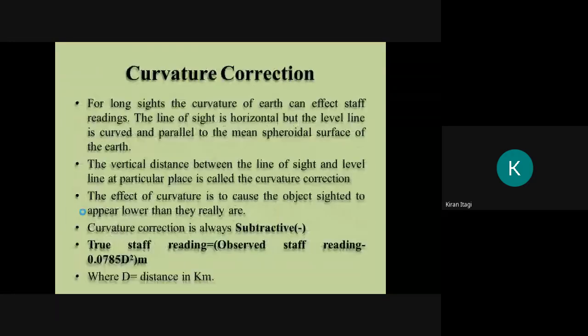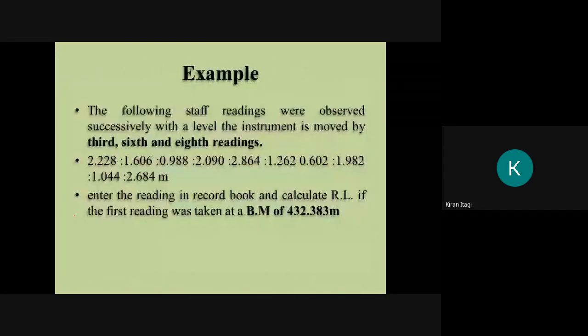Okay, so we will see one numerical on height of the instrument. The following staff readings were observed successively with a level. The instrument is moved after the third, sixth, and eighth readings. That means the third, sixth, and eighth readings are changes of point. See, the readings are given: first reading, second, third, fourth, fifth, sixth, 7, 8, 9, 10. Now enter the readings in the record book and calculate the RL.